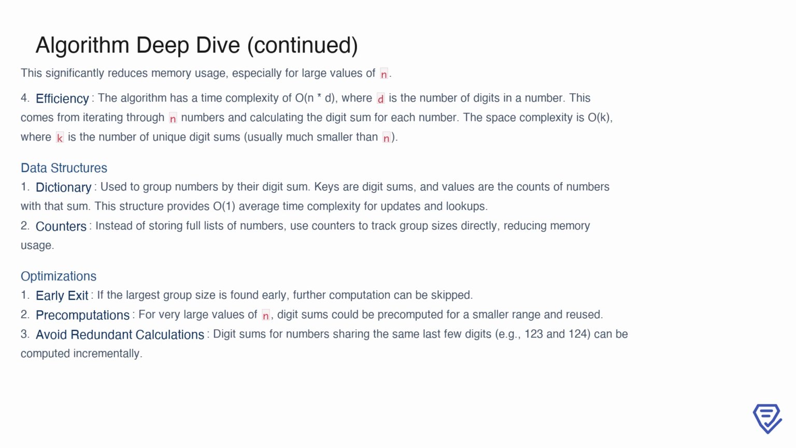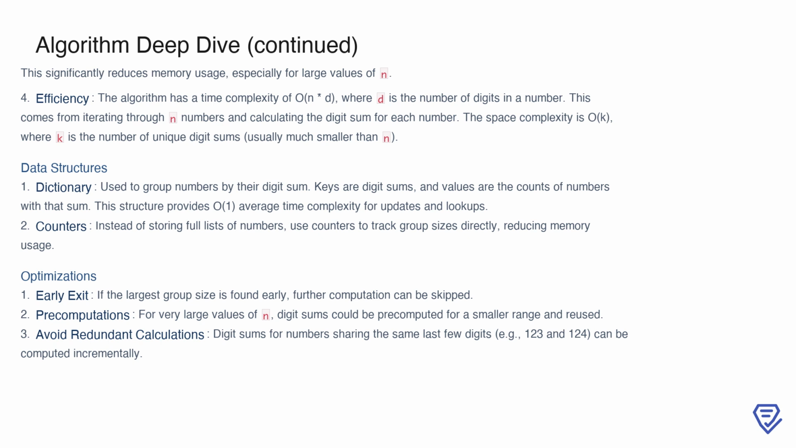One of the most important insights here is that the digit sum calculation can be performed efficiently using mathematical operations like modulo and integer division, avoiding the overhead of converting numbers to strings. By using a dictionary to track the frequency of each digit sum, we enable quick updates and lookups as we iterate through the numbers. Storing only the counts, instead of full lists of numbers, significantly reduces memory usage.